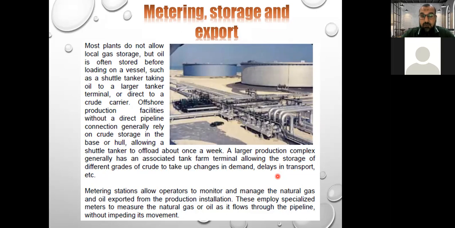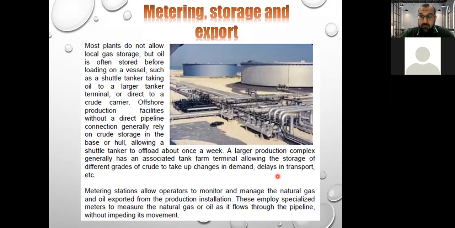Mainly in the offshore production facility, there is no direct pipeline connection, so they rely on the crude storage in the base, which allows the shuttle tanker to offload about once per week. Then they need to have a metering station. This metering station allows the operation to monitor and manage the natural gas and oil exported from the production installation.